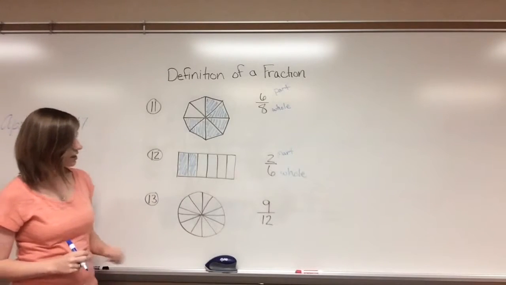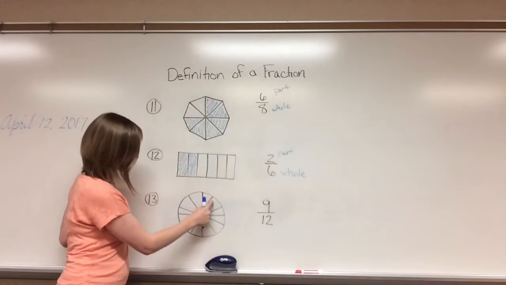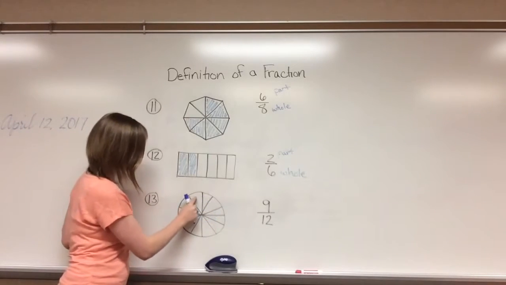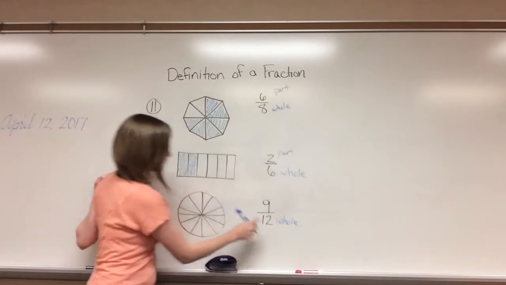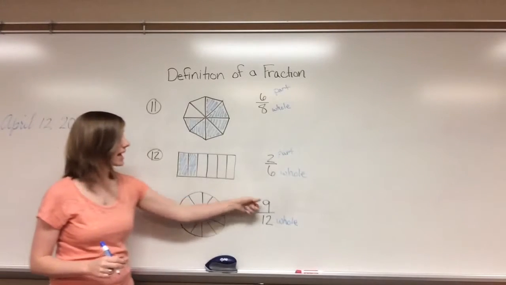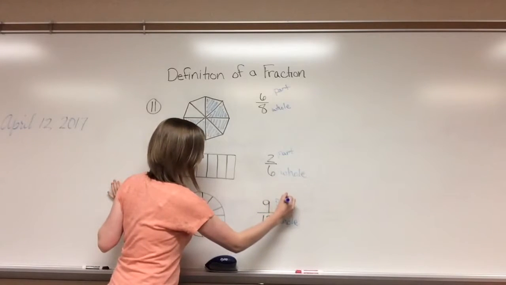Number 13, our fraction is 9/12. So if I count around, I have 1, 2, 3, 4, 5, 6, 7, 8, 9, 10, 11, 12. My whole amount is that denominator, 12. It takes 12 pieces to make this circle. Only 9 of them are supposed to be shaded. That's our part. Remember, part over the whole.